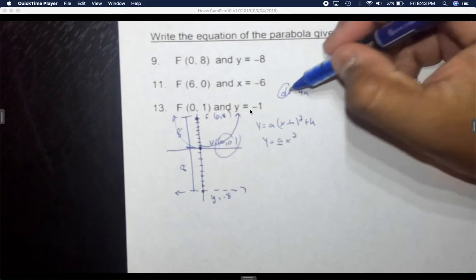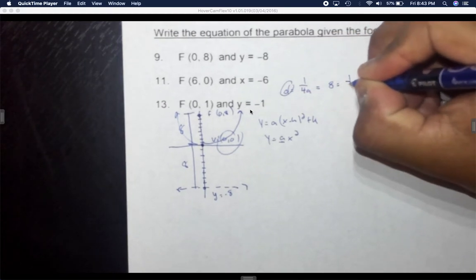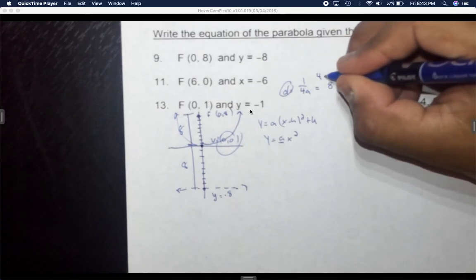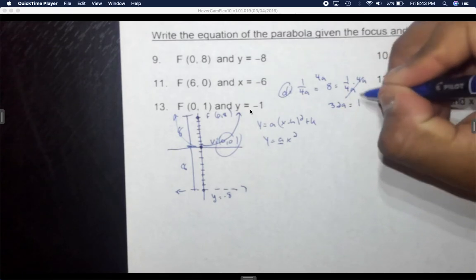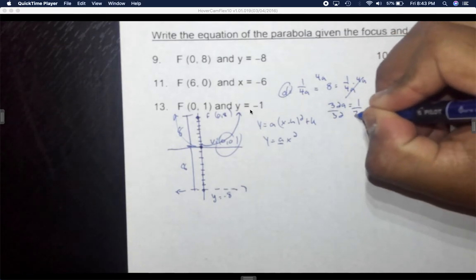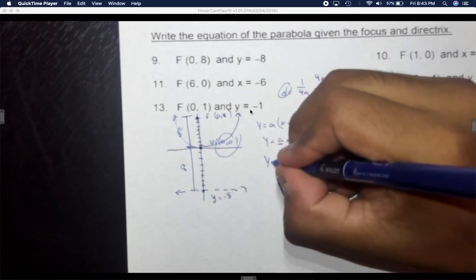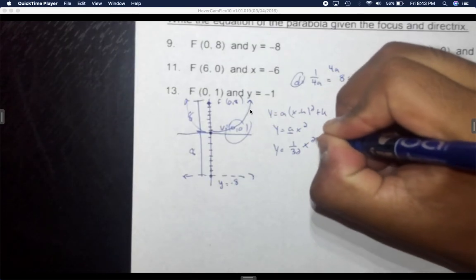So I know the distance is 8. So that means that 8 is equal to 1 over 4a. Multiplying by 4a on both sides, these cancel out. I'm left with 32a is equal to 1. Dividing by 32, you end up with a is equal to 1 over 32. So that means your equation is y equals 1 over 32 x squared.